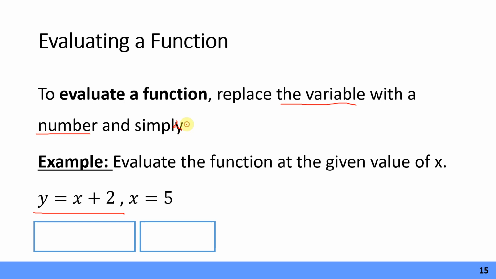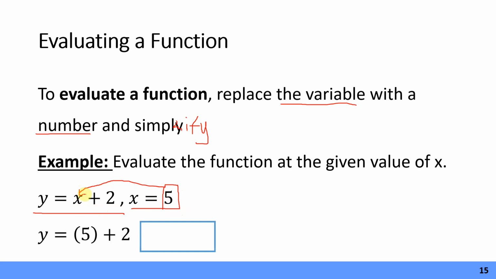I totally misspelled it here. So simplify. Go ahead and fix it on your notes. Simplify. Right, so to evaluate a function, you just replace a variable with the number that I give you and you simplify. So if I ask you, evaluate the function, which is right here, when x equals 5, all you have to do is put that number in the variable and simplify.